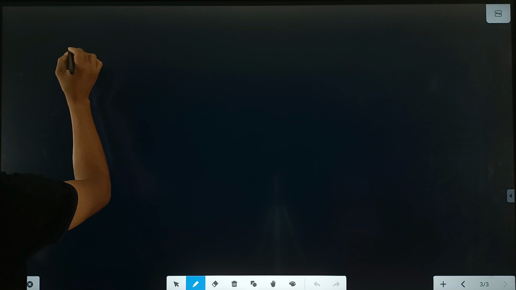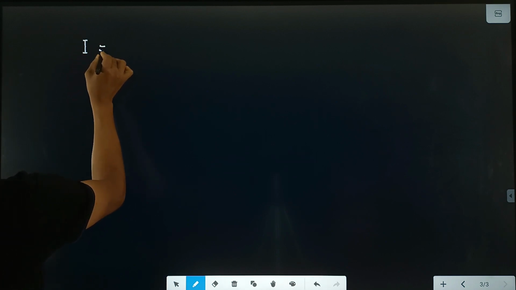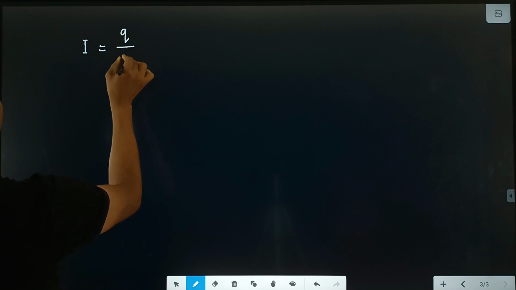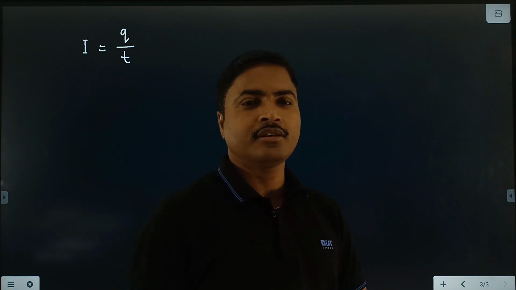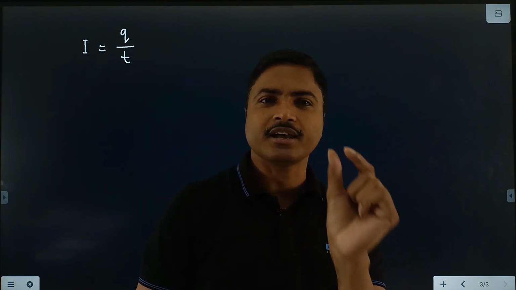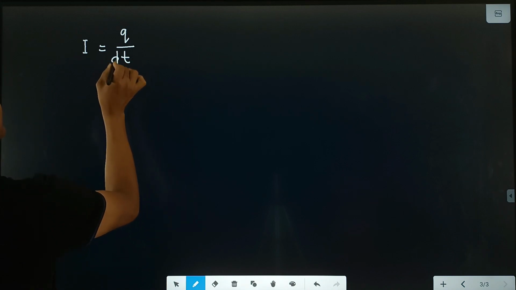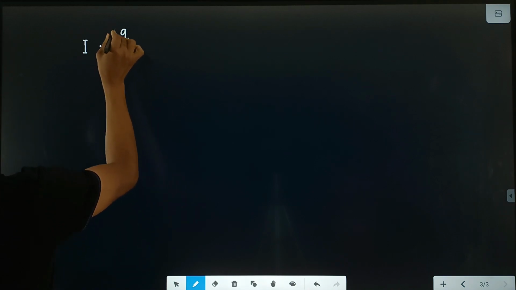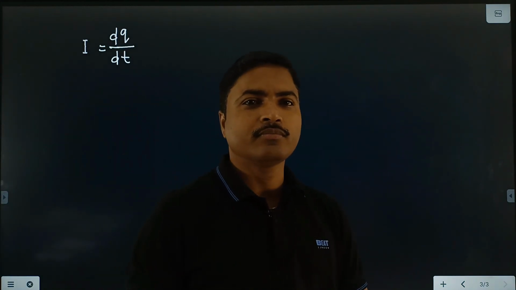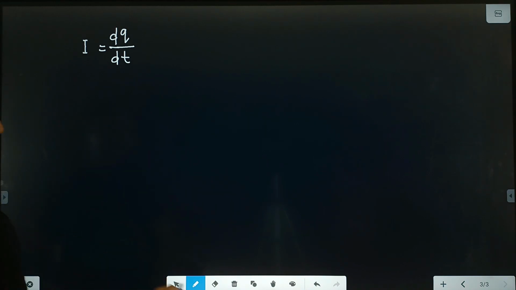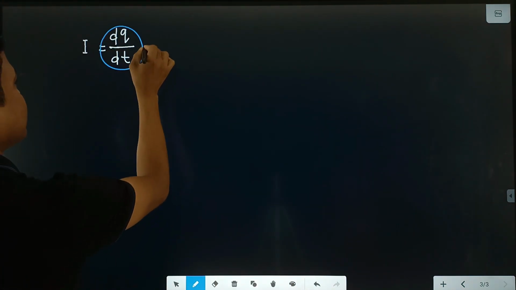And you know the relation between current and charge, that is current I is equal to Q by T, you know this relation from the chapter current electricity. If we take a very small time, that is time dt, then the charge flowing through any circuit or conductor is dq, and I is equal to dq by dt, this is known as the instantaneous current, you know that.